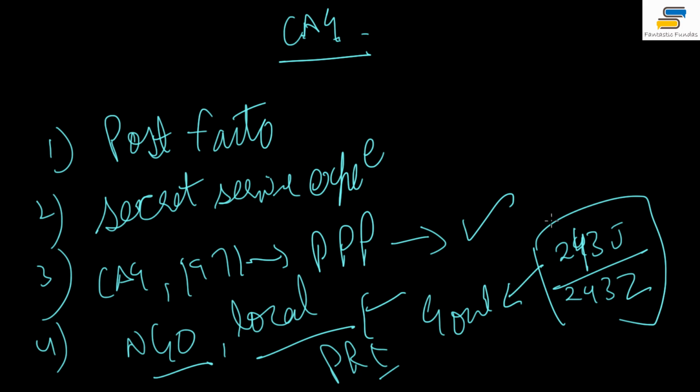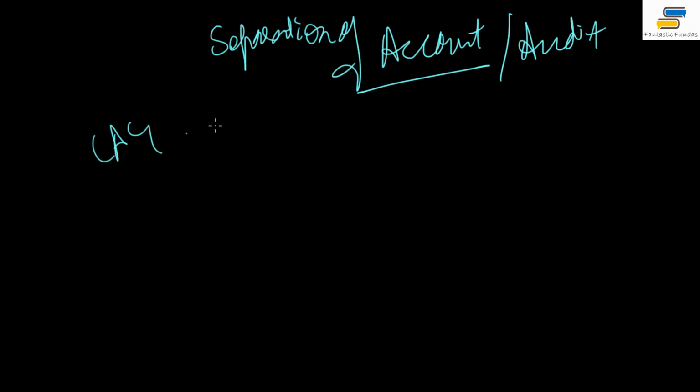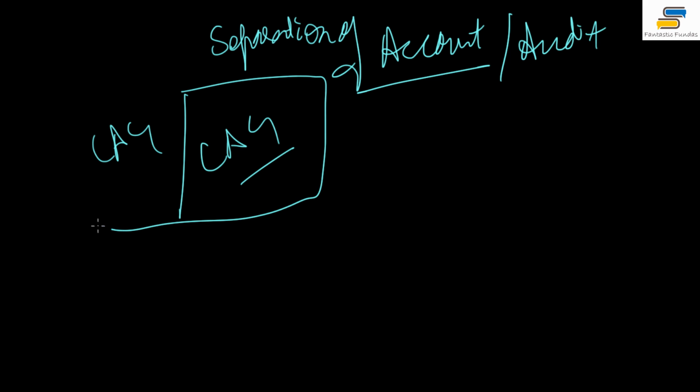Anyway, now finally, the last topic related to the CAG is the separation of account from auditing. At present, the account is made by the CAG, and the account is also audited by the CAG. So you can see there is kind of a clash of interest, because you are judging yourself what you have made. You are making an account, so there is a probability of some kind of corruption, biasness, intransparency.